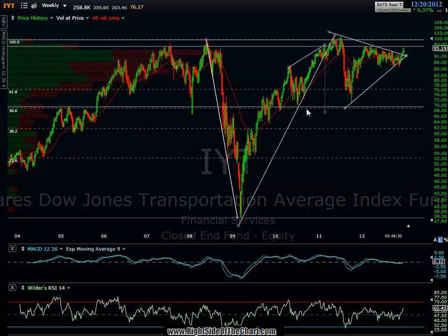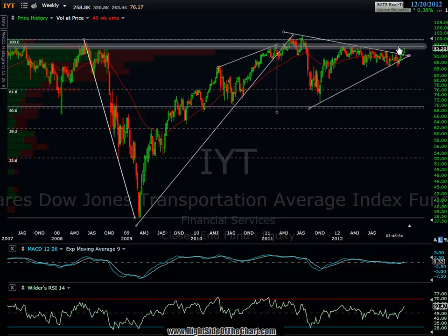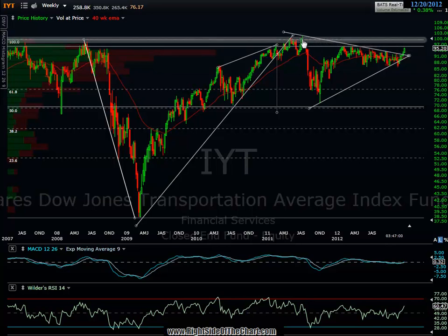IYT, this is the transportation ETF, and we've had this recent very bullish breakout here. There's been this well-defined downtrend line, this almost symmetrical triangle pattern defined by these two lines, and the transports have broken up, and the buying's been pretty impulsive since then. If I zoom in here, we are coming up to this horizontal line which marks the previous reaction highs. That will be our next resistance level, and of course above that we have the early 2011 highs to get through.